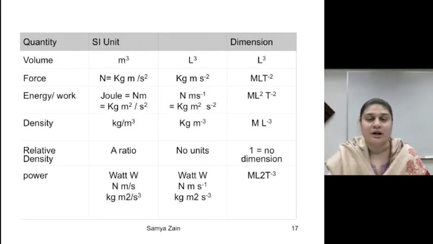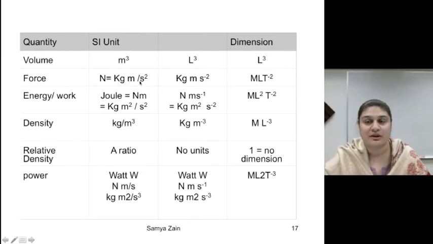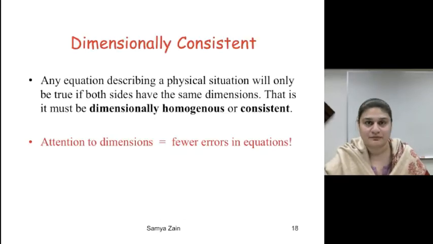So for example, volume, the SI unit is meter cubed, whereas the dimension is L cubed. For force, the SI unit is Newton, which is kilograms meters per second squared, but in terms of dimensions, we are going to call it MLT^-2. Similarly, energy or work is represented in joules, which is Newton meters, and its dimensions are ML^2T^-2. Understanding that we don't always know the units associated with the dimensions helps us come up with fewer errors in our problems.